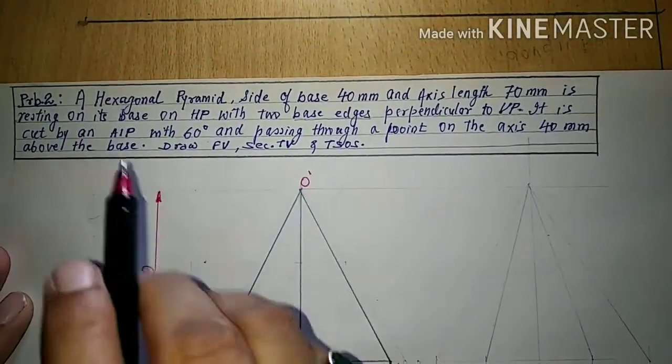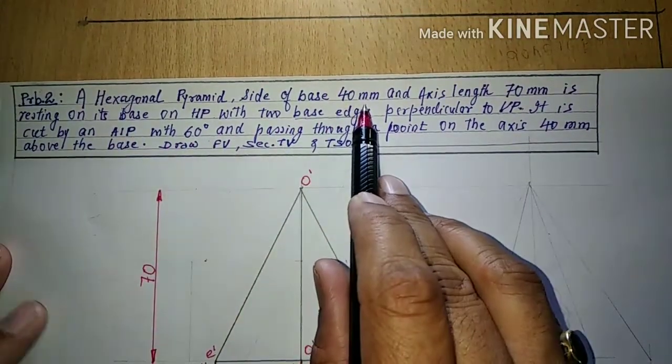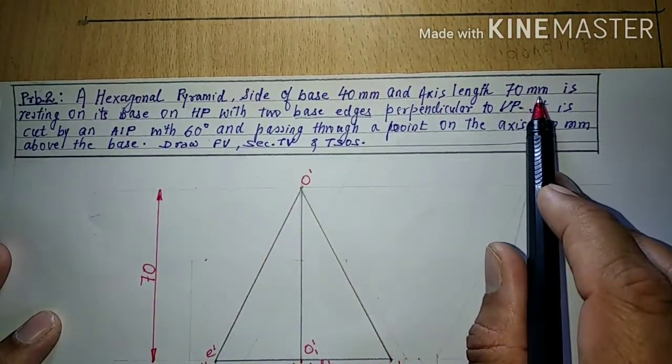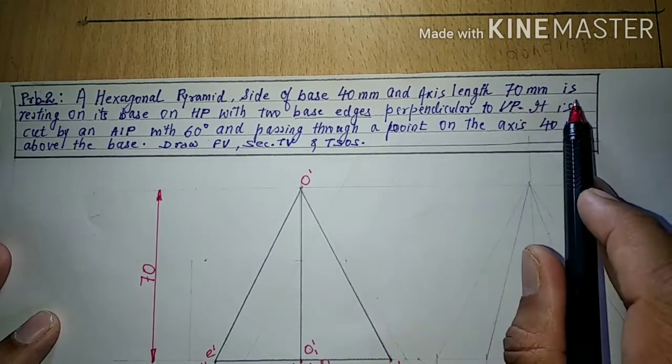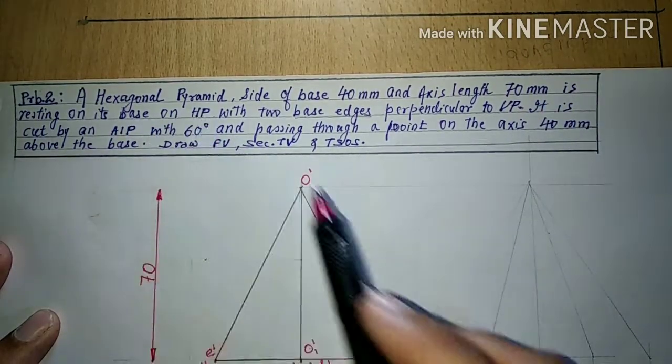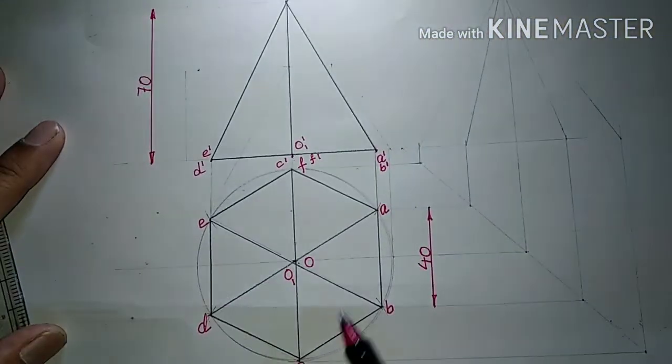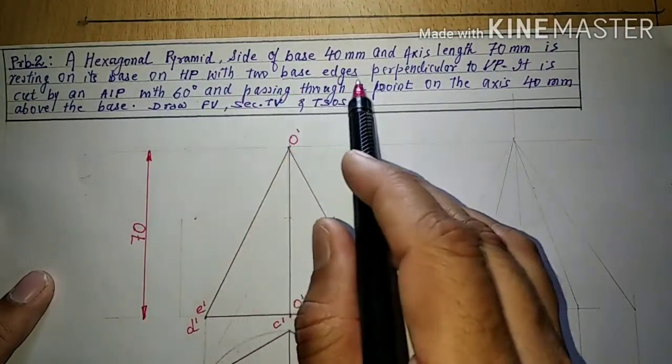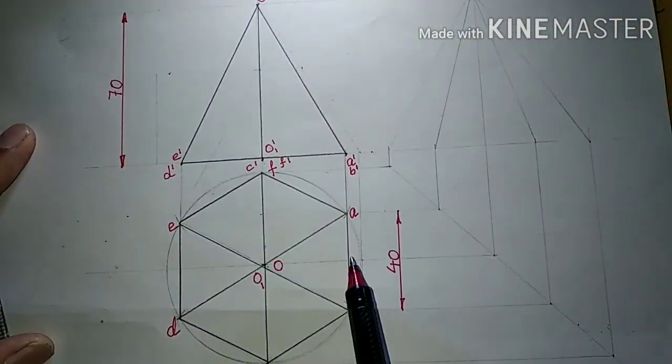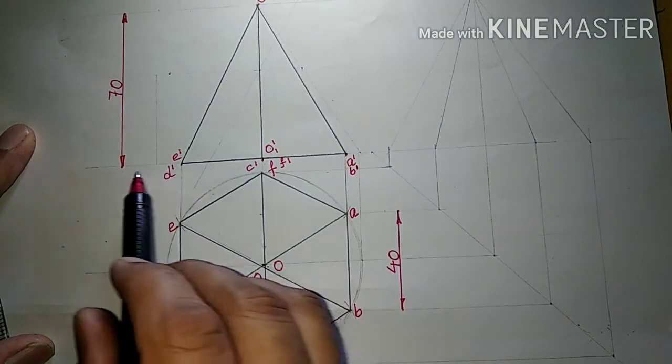So again, read out the problem. A hexagonal pyramid, side of base 40 mm, axis length 70 mm, both dimensions have been taken care of. Base on HP, so the top view is a hexagon with two base edges perpendicular to VP. So this base edge and this base edge are perpendicular to VP.